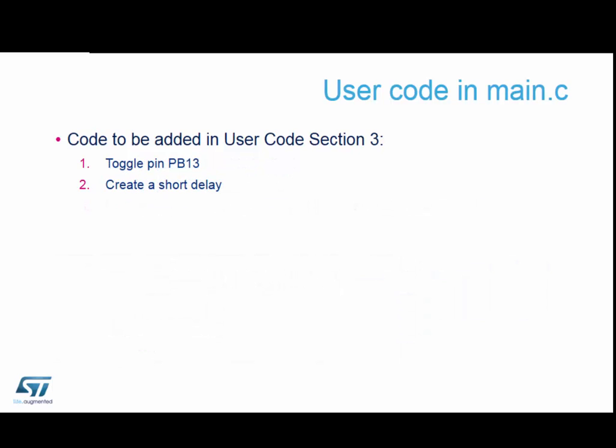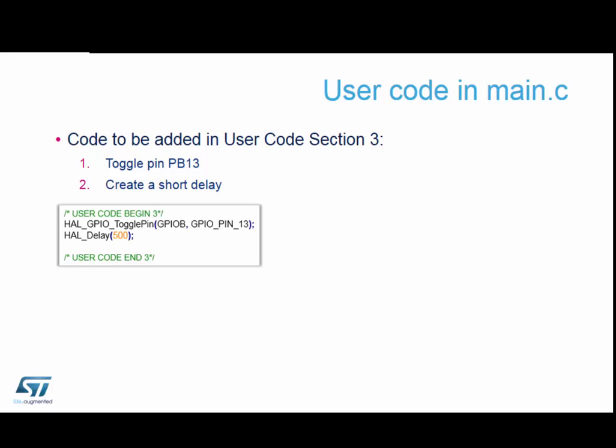So there is one additional thing which you need to add to your code, and this is the LED toggling. So the code is the following. We call two functions. One is a HAL GPIO toggle pin, so we change the state of the pin to opposite each time. This is for PB13, so the pin which is connected to the LED. And additionally, we call the HAL delay function. I did it with an argument 500, which means 500 milliseconds, just to see that LED is blinking. And we make a copy paste of this code inside section number 3. And the section number 3 is infinite loop, okay?